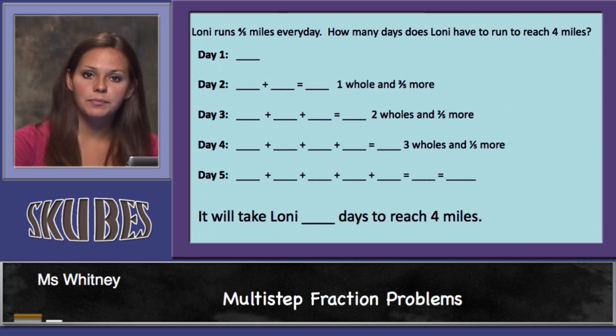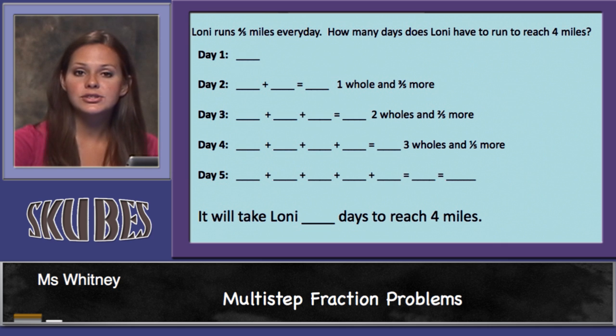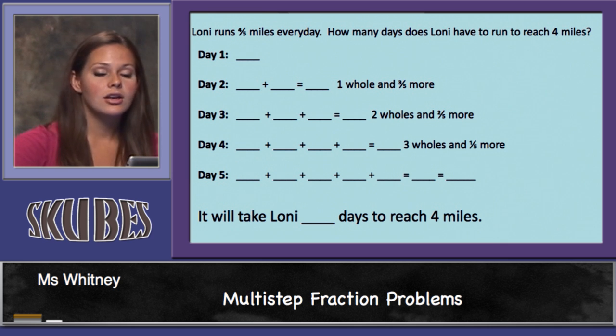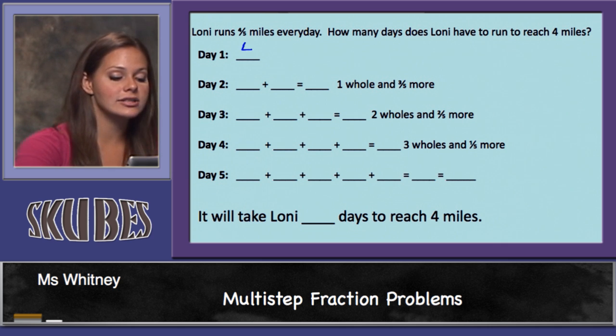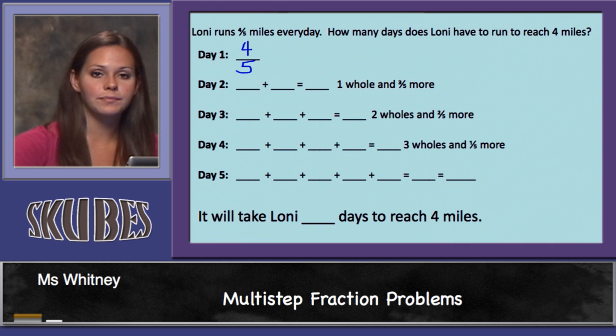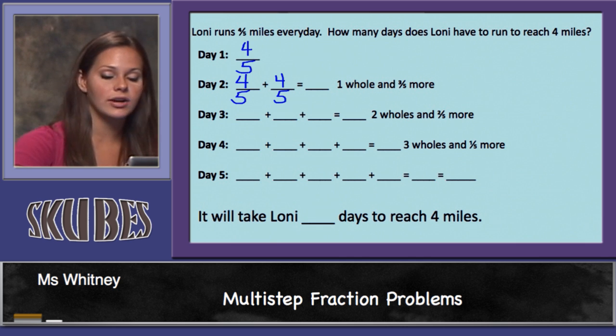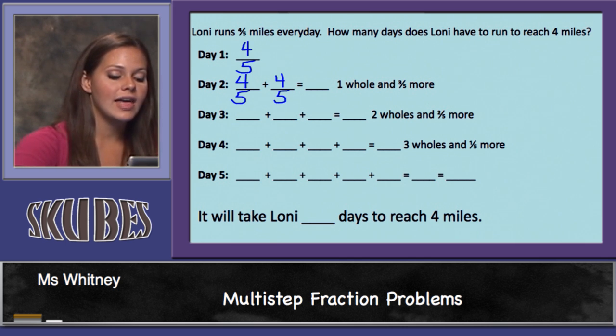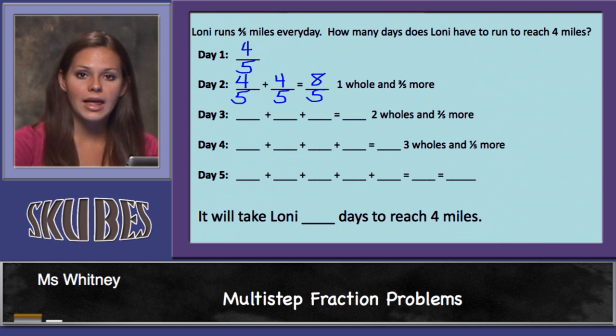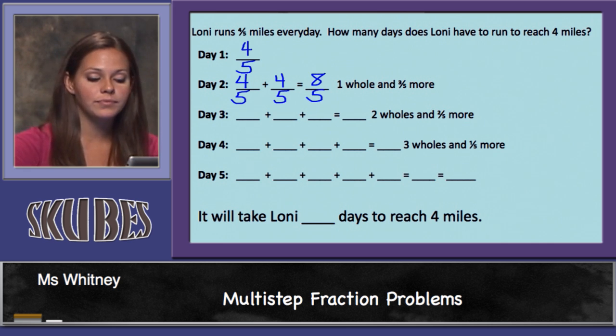Here's another example. Lani runs 4/5 miles every day. How many days does Lani have to run to reach 4 miles? So on day 1, Lani runs 4/5 of a mile. On day 2, we'll add what Lani ran on day 1 plus another 4/5 of a mile which she runs on day 2. That totals to 8/5, which is 1 whole and 3/5 more.